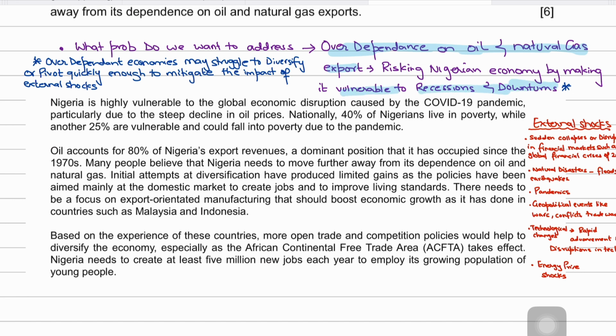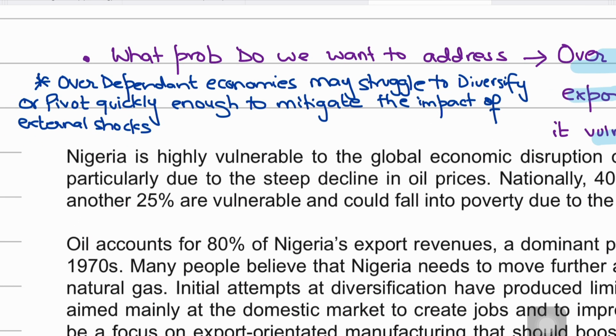And do remember, it's not just about the Nigerian economy. Almost every economy that is over dependent on any product or commodity will be very much vulnerable to external shocks. This is something that you need to know as a macro student. Over-dependent economies struggle to diversify and to pivot quickly enough to mitigate the effects of external shocks.